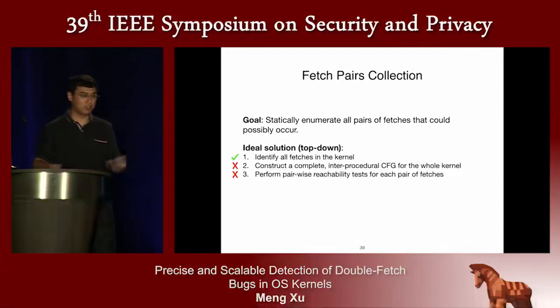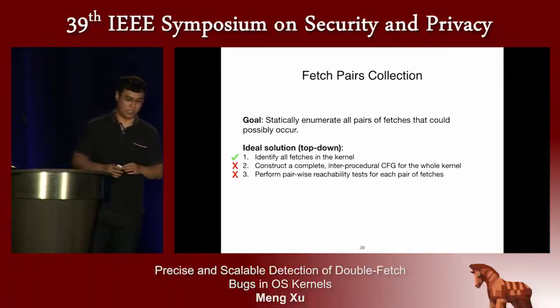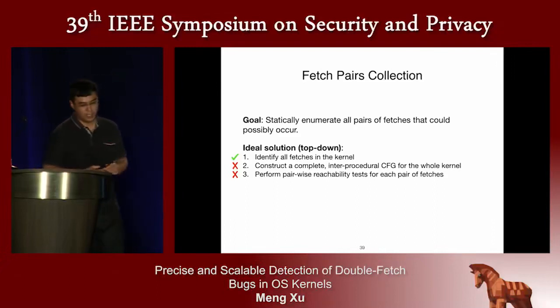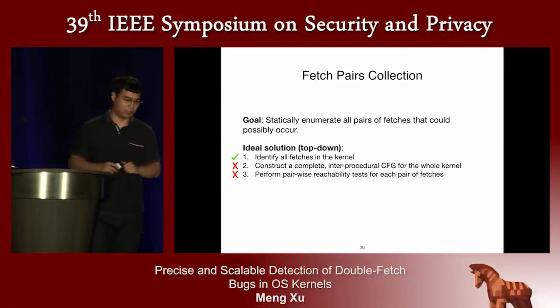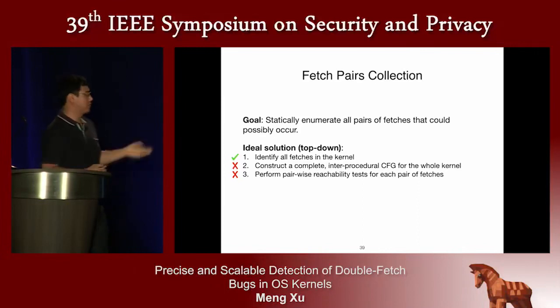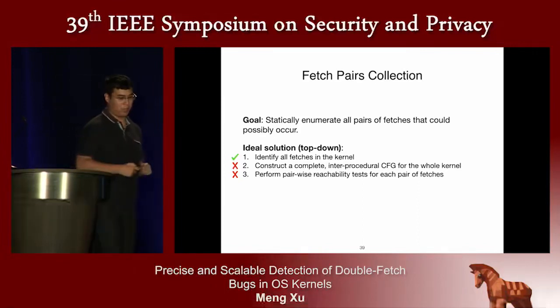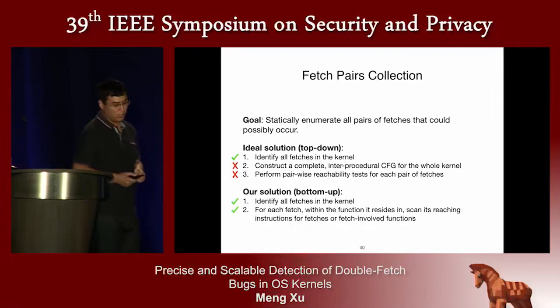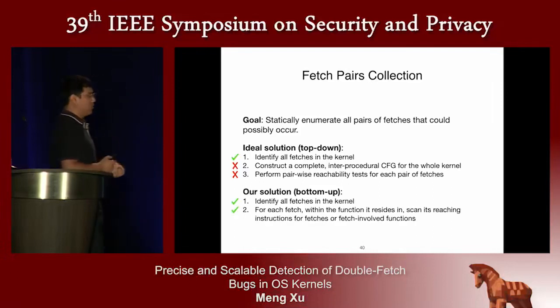The ideal solution would be a top-down approach. You identify all the fetches in the kernel, construct a complete inter-procedural CFG of the kernel code base, and then perform a pairwise reachability test. Well, this is the ideal, but steps two and three are not really possible right now in the kernel. So what we do is use a bottom-up approach.